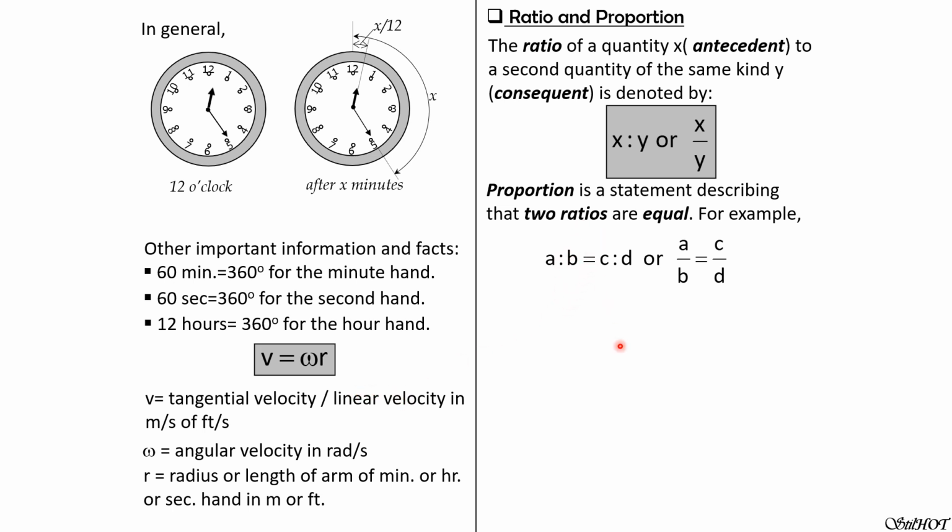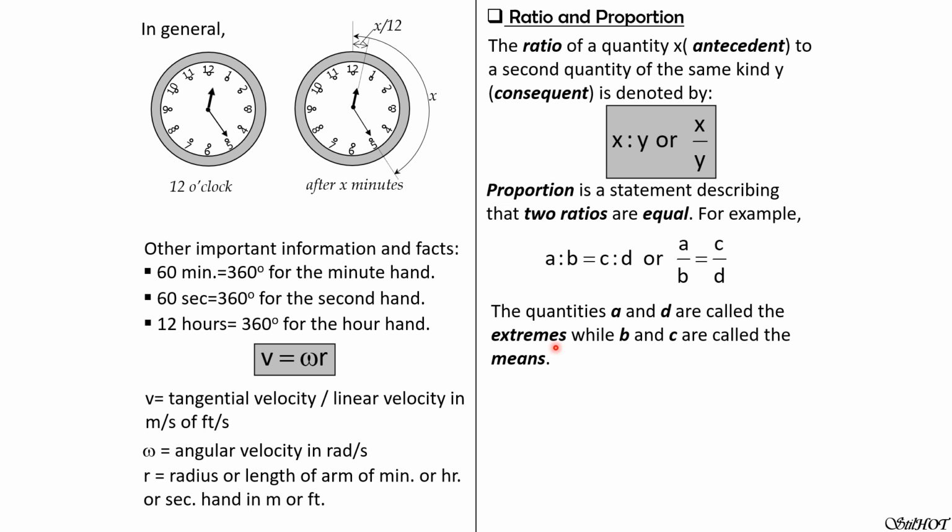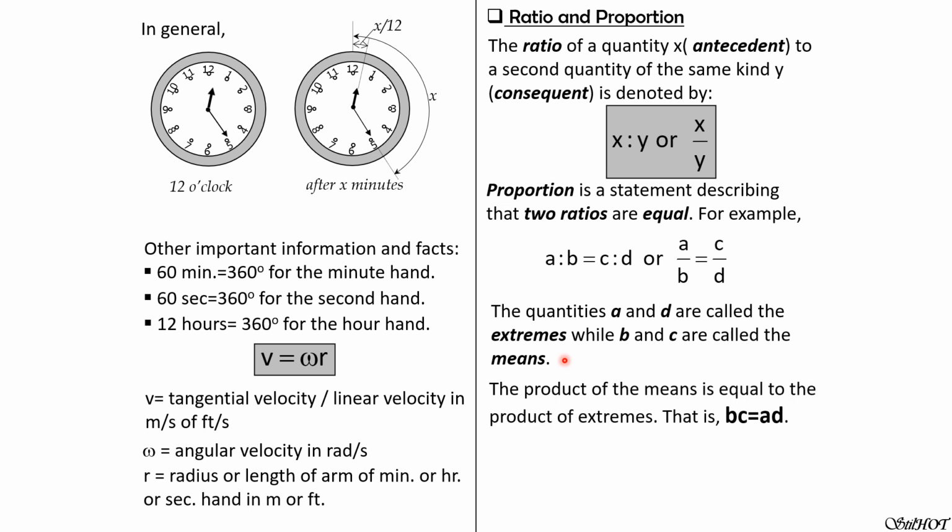So the quantities A and D, because this is the beginning and this is the end, we call them the extremes, while B and C, the middle quantities, are called the means. So the product of the means is equal to the product of the extremes. Of course, after we cross multiply, that would be the result. So there's no need to memorize that because you know that.